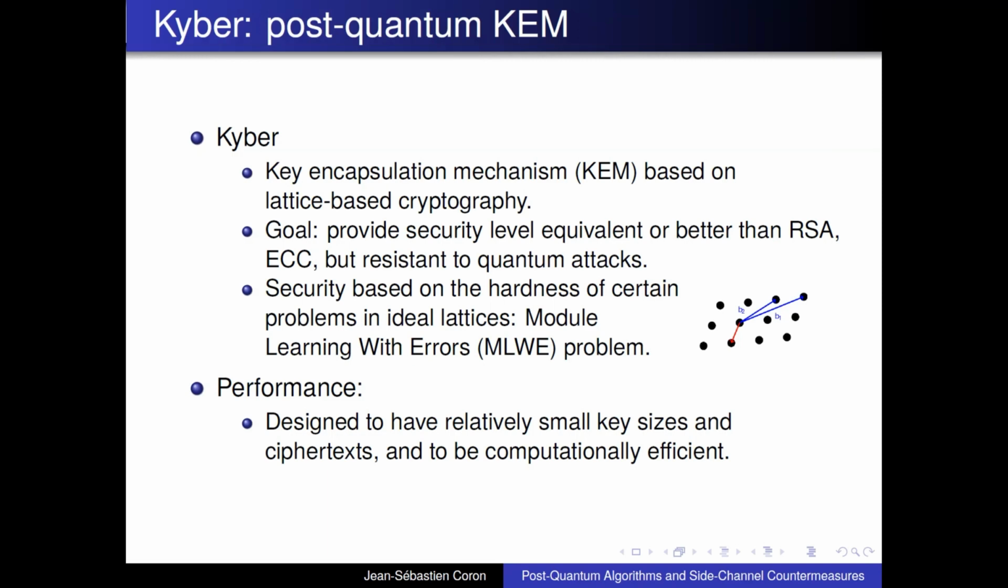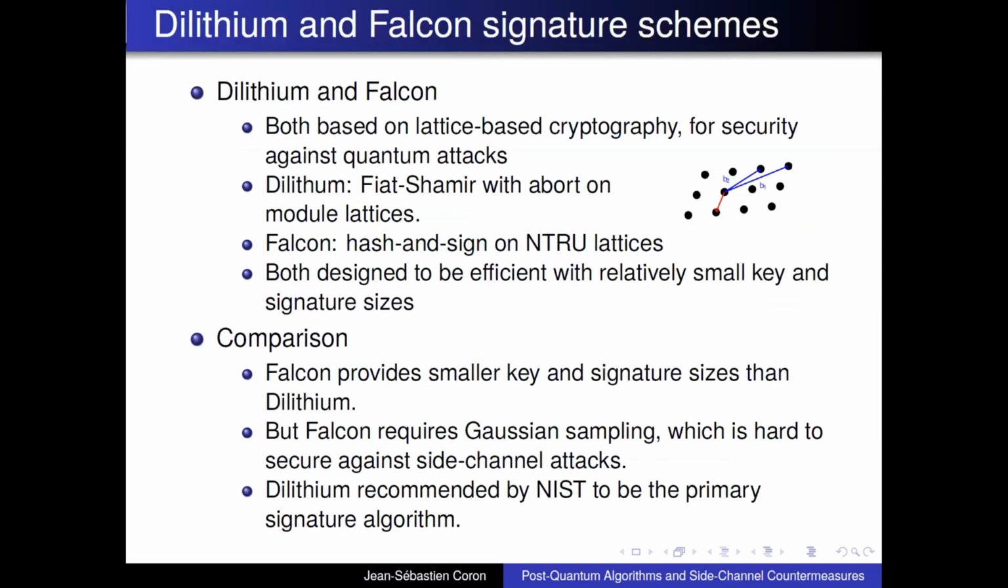So that's for Kyber. Let me say a few words about the Dilithium and Falcon signature schemes. Both signature schemes, which have been standardized by NIST, are based on lattices, for security against quantum attacks. But they are based on two different techniques. Dilithium is based on Fiat-Shamir with aborts on module lattices, whereas Falcon is based on hash-and-sign on NTRU lattices. But both are designed to have a relatively small key and small signature. So the goal was to minimize the combined size of the public key and the signature.